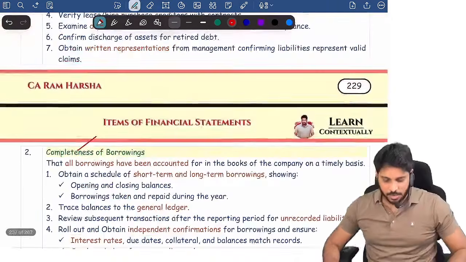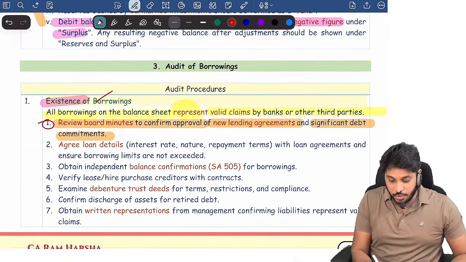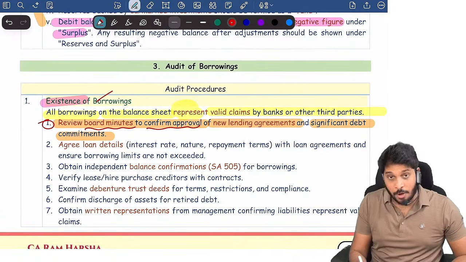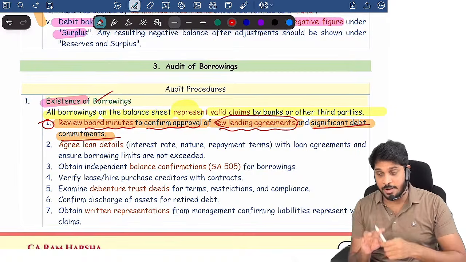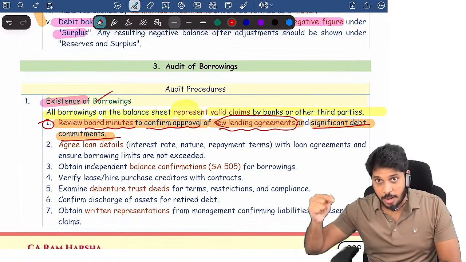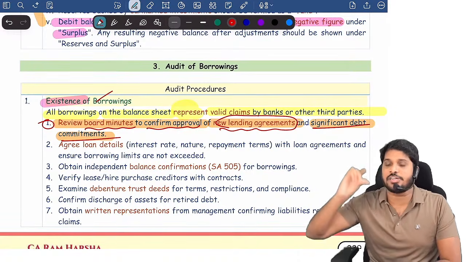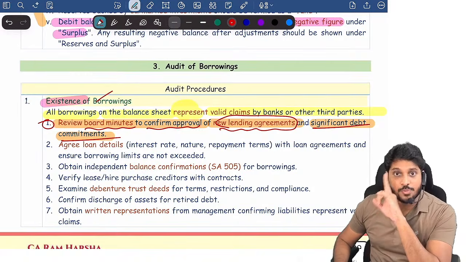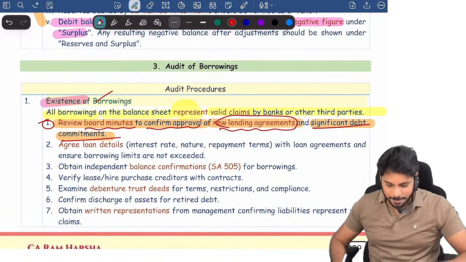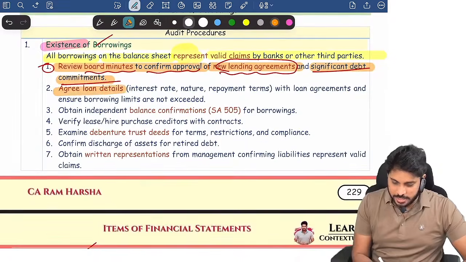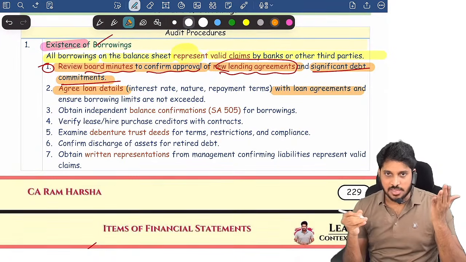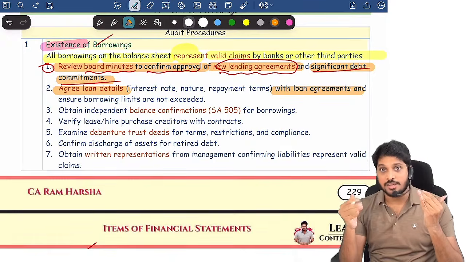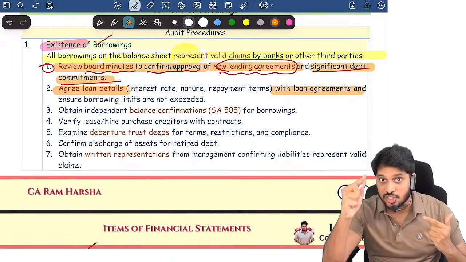That's it. Now, review board meeting minutes to confirm whether new lending agreements are there, or whether there is any significant debt commitment. In the board meeting, they might have entered into a commitment, or passed a resolution that we will take a borrowing. That is evidence for existence of borrowing. Then look at the loan details, comparing with the loan agreement. Check how much the loan is, the rate of interest, all that. This is also evidence for existence.